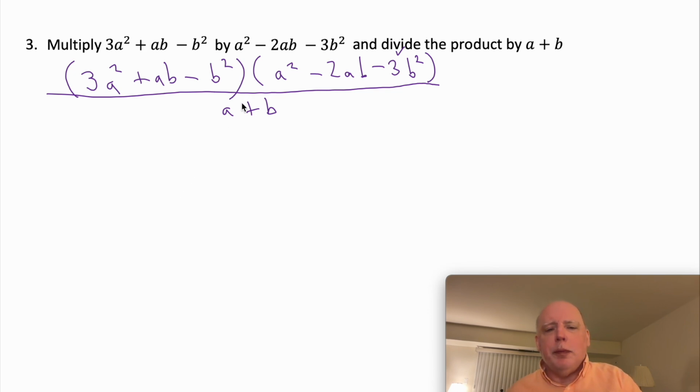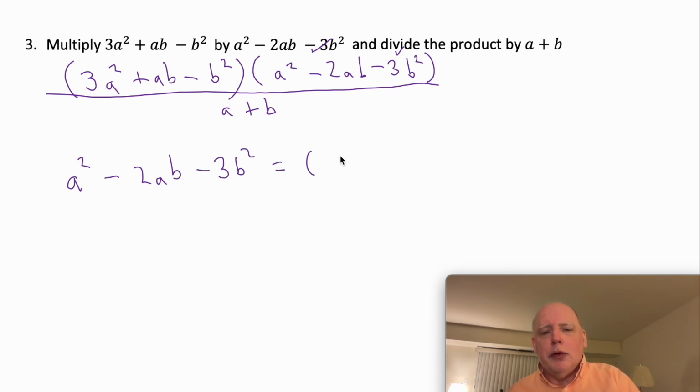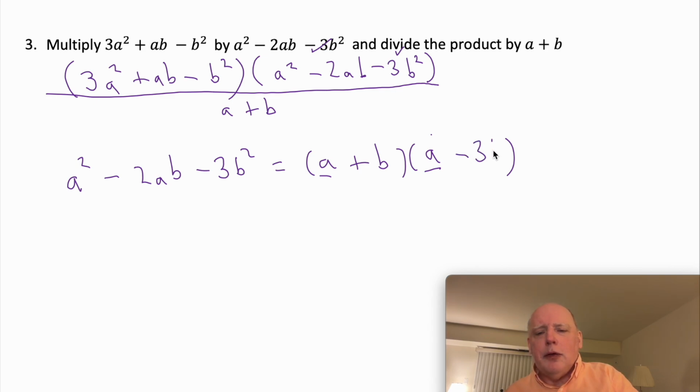So it would help if a plus b went into one of these two polynomials. And let's see if we can make that happen. It seems like this one on the right would be the most likely candidate. So let's see if we can write this trinomial, a squared minus 2ab minus 3b squared, as the product of two binomials, one of which being a plus b. So the only way we can make that work is a times this would have to be a squared. So this term would have to be a, and then b times something would be minus 3b squared. So this would have to be minus 3b.